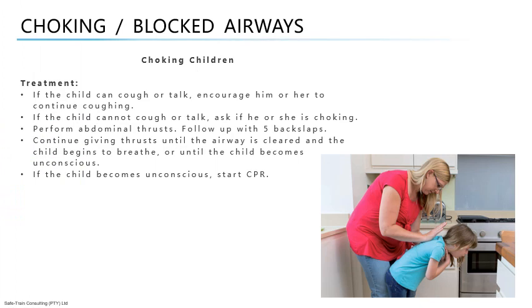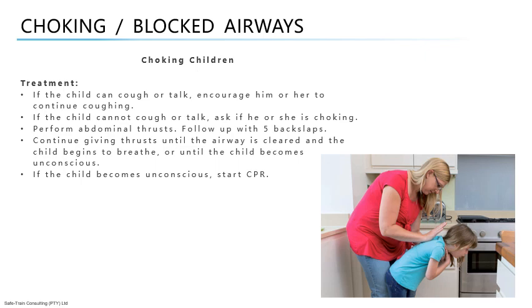Choking children. If the child can cough or talk, encourage him or her to continue coughing. If the child cannot cough or talk, ask if he or she is choking. Perform abdominal thrusts. Stand behind the patient, wrap your arms around his or her waist, and make a fist with one hand. Place the thumb side of the fist against the child's abdomen, above the belly button yet far below the tip of the breastbone.